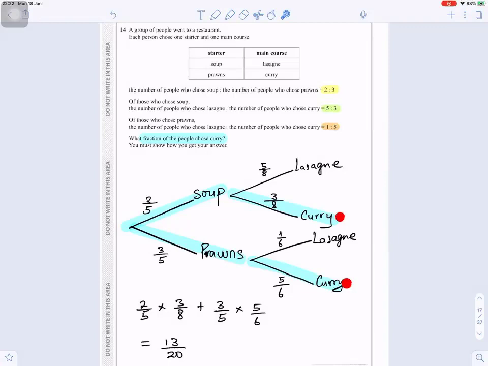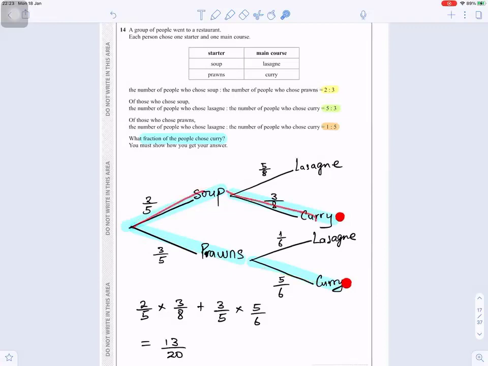And for those who chose prawns, 1 plus 5 will give you 6. So for the lasagna, it's 1 out of 6. And for the curry is 5 out of 6. Now we want to have a fraction. What fraction of people chose curry? So that's curry there in red, that's curry there. So they chose soup and curry, or they choose prawns and curry.